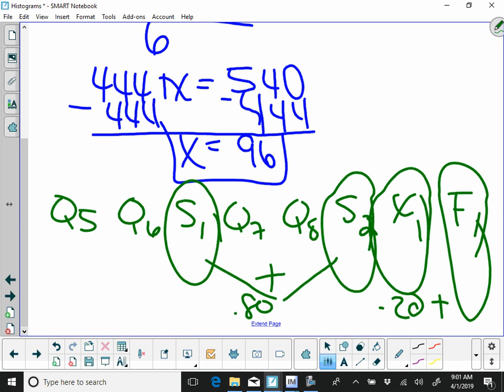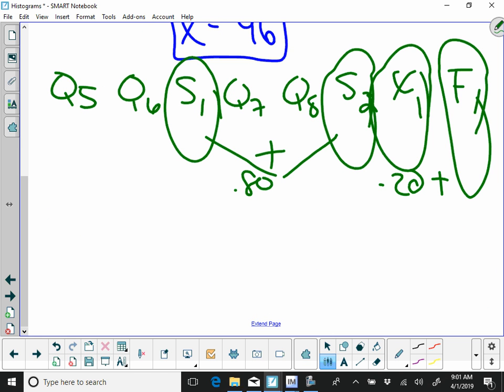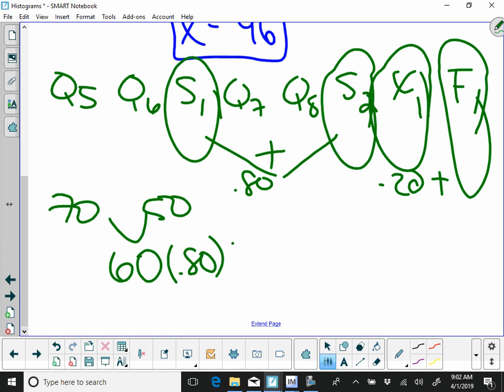So in other words, if by exam time you've got an S1 score of a 70 and an S2 score of a 50, add those together, what do we get? 120, right? Divided by 2 is 60. So your average there will be 60. You're going to multiply that times 0.80 plus 0.20 times your exam score, and you want to pass, right? What's 60 times 0.80? 48.